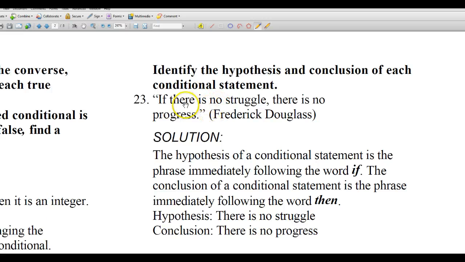And once again, doing the same thing here. If there is no struggle, there is no progress. So hypothesis, there is no struggle. Conclusion, there is no progress.